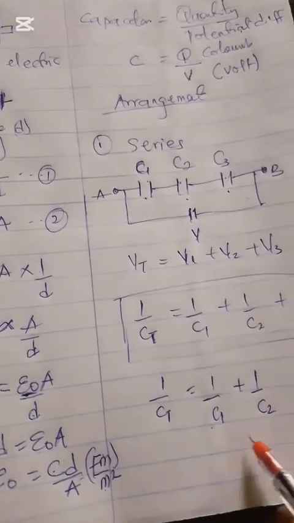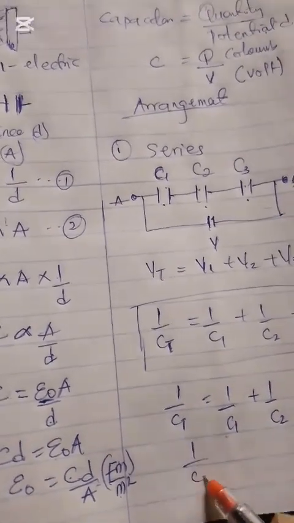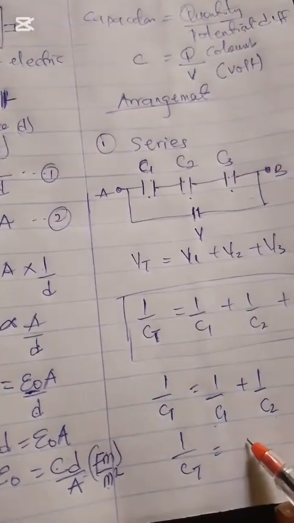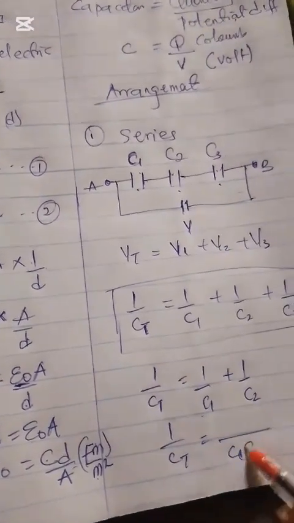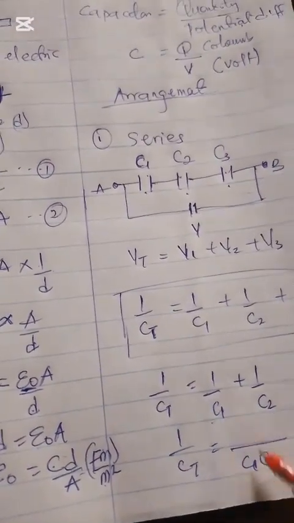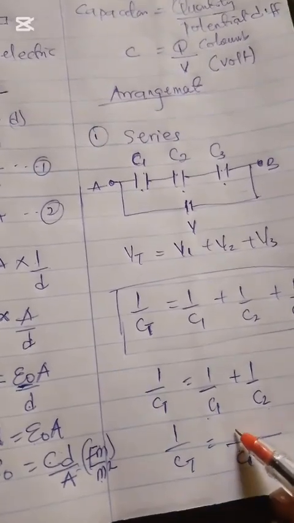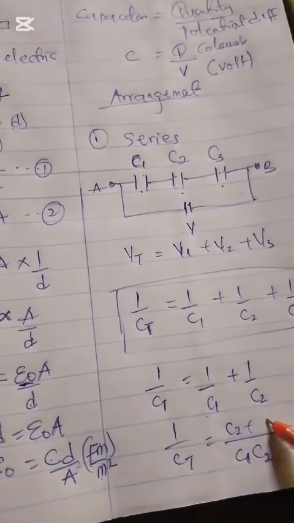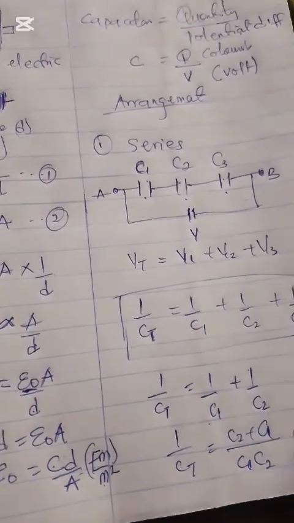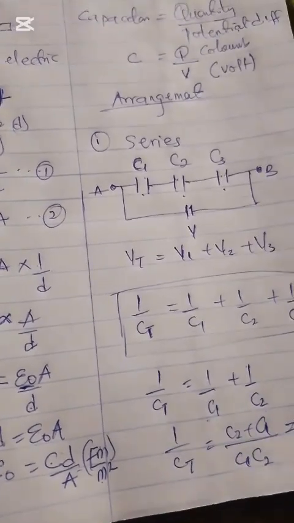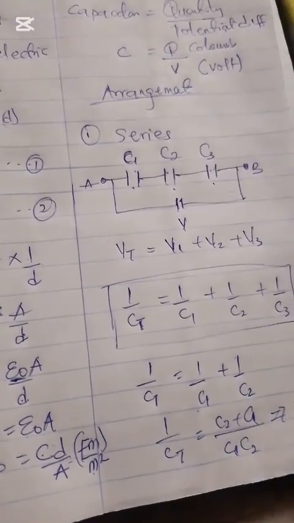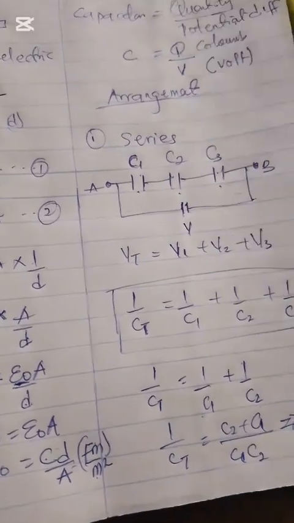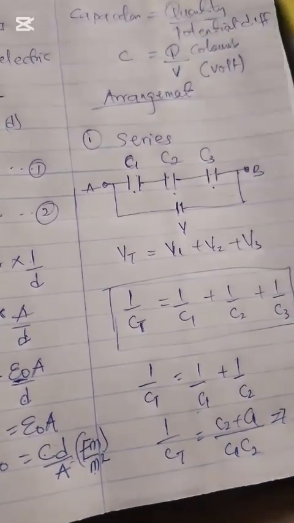What is the LCM of C1 and C2? The LCM of C1 and C2 is C1 C2. So that C1 go here will give us C2 plus, and C2 go here will give us C1. C1 times 1 will give us C1. So this will now be equal to C1 C2 divided by C1 plus C2.